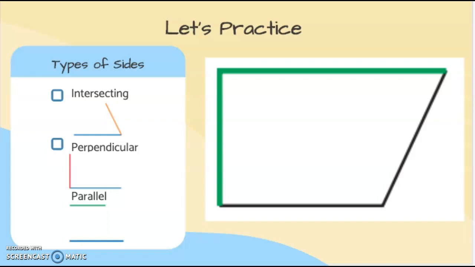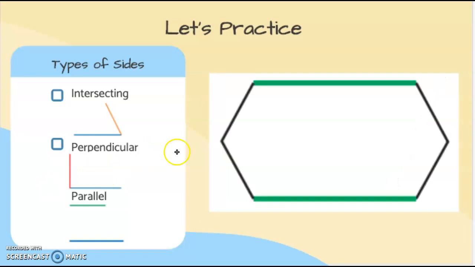Then you have this quadrilateral. It has four sides. The green sides are the ones we're looking at right now. Let's think. Are they intersecting, perpendicular, or parallel? Well, they meet at a vertice to form an angle. So now we have to determine, is the angle right, or is it less than or greater than a right angle? If you said that the angle is right, you are correct. You know that these lines have to be perpendicular because they're forming a right angle.